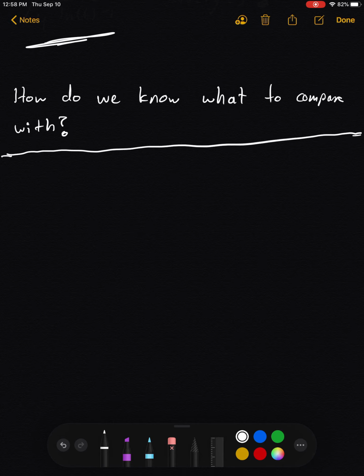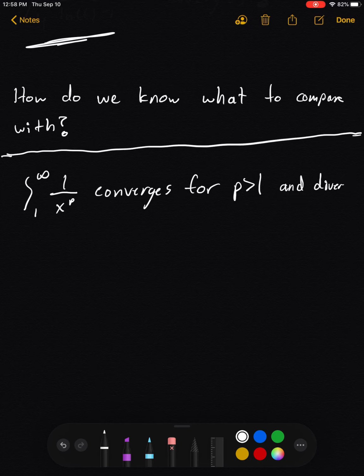So if I had the integral from 1 to infinity of 1 over x to the p, this converges for p greater than 1 and diverges for p less than or equal to 1. Why is that? Okay, let's think about that real quick.